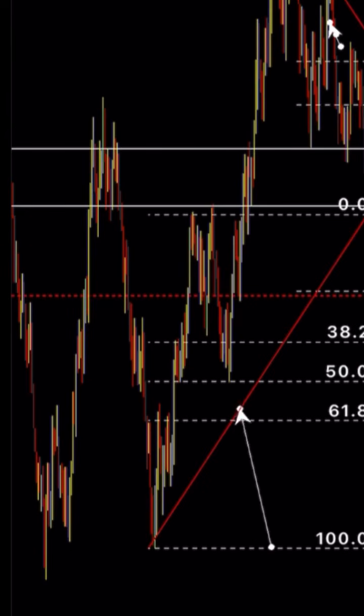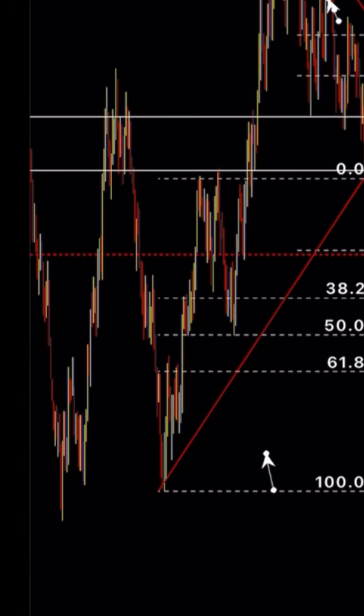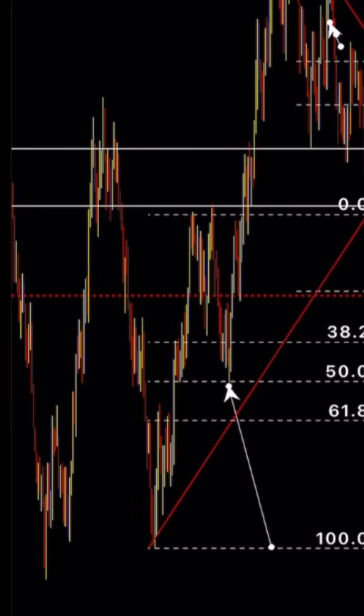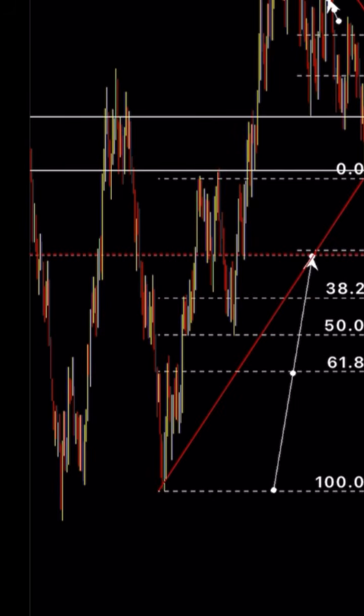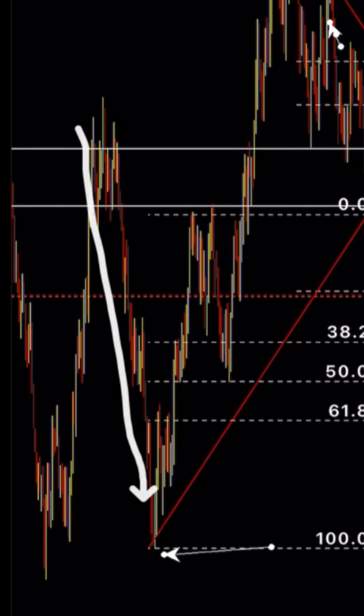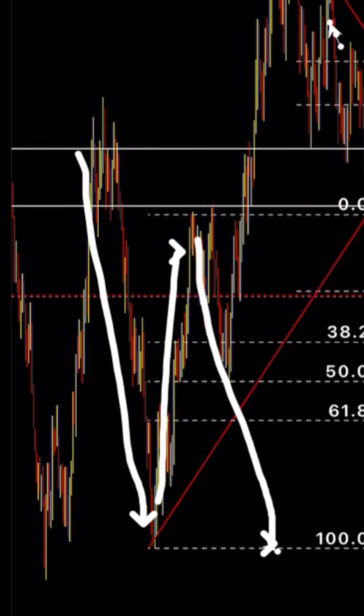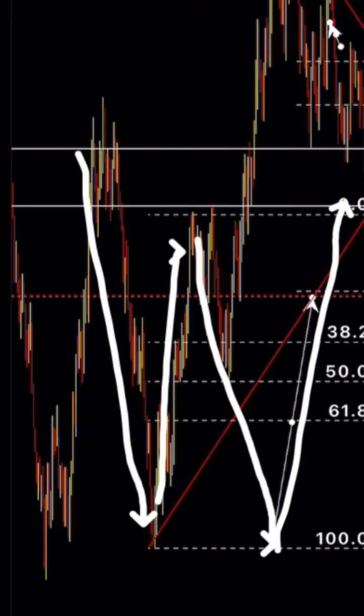Why do I say look for another entry at 100%? Because it's very simple. If price failed to stop at 50% or even at 61.8%, coming straight down to 100%, that means price is about to create a double bottom chart pattern, of which here will be the first bottom and here would then be the second bottom, and then that's where you see a bullish move.